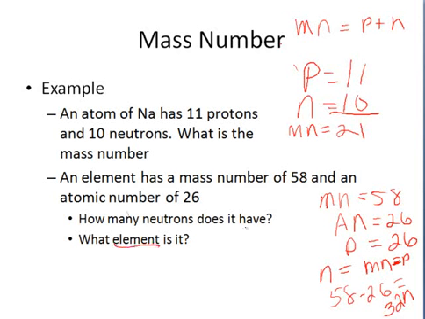And the question of what element is it? Well, the protons are what identifies the element. If it's got an atomic number of 26, it's got 26 protons, and therefore it is going to be, look it up in the periodic table, it's going to be iron, Fe.